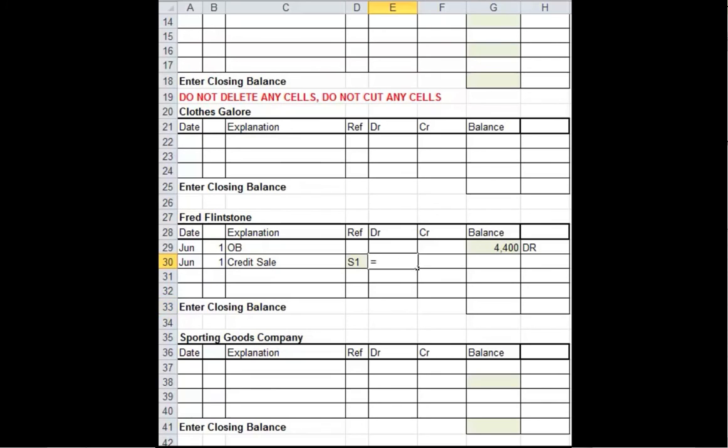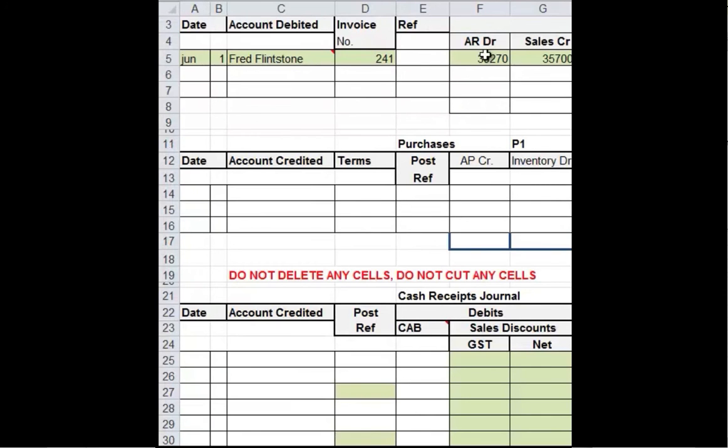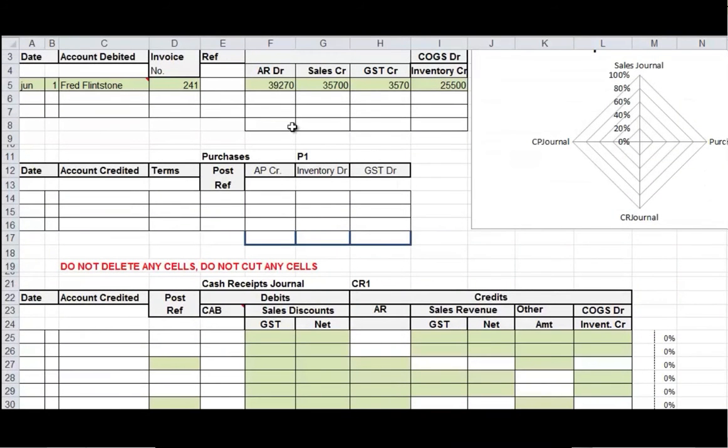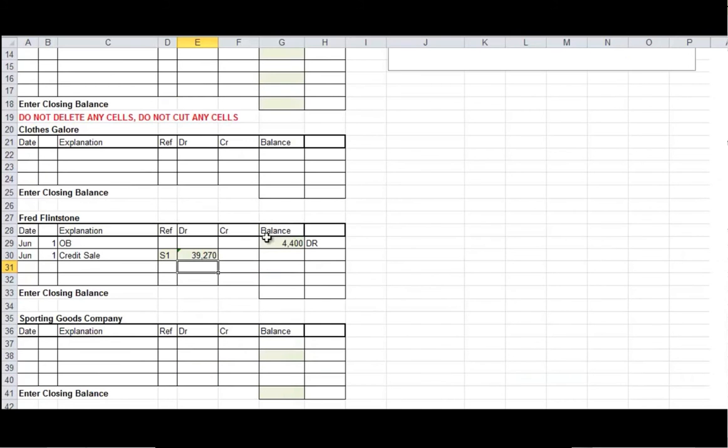What's the debit? Well, we'll go back to the sales journal and have a look, and we'll see debit, accounts receivable Fred Flintstone, $39,270. We need to add that to what Fred already owed us, and we'll see that Fred now owes us a total of $43,670, which of course will be a debit.